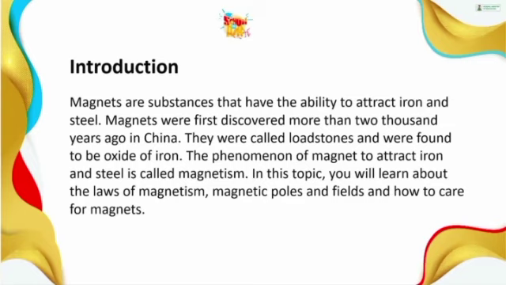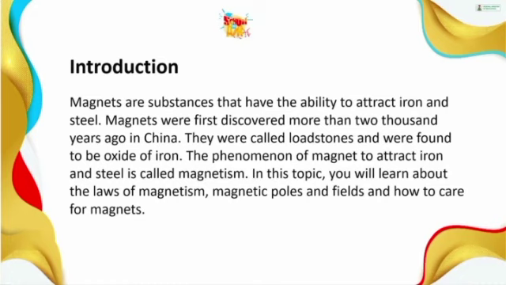So magnets are substances that have the ability to attract iron and steel. So they have the ability to attract metals, in short. Magnets were first discovered more than 2,000 years ago in China. They were called lodestones. So they used to refer to them as lodestone instead of magnet, as we call them today. They were found to be oxide of iron. That is, oxygen was added to iron. So the oxide of iron was referred to as lodestone.